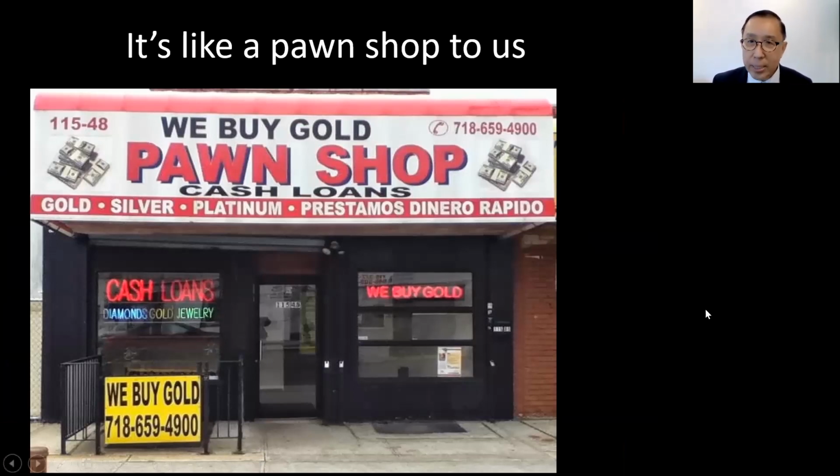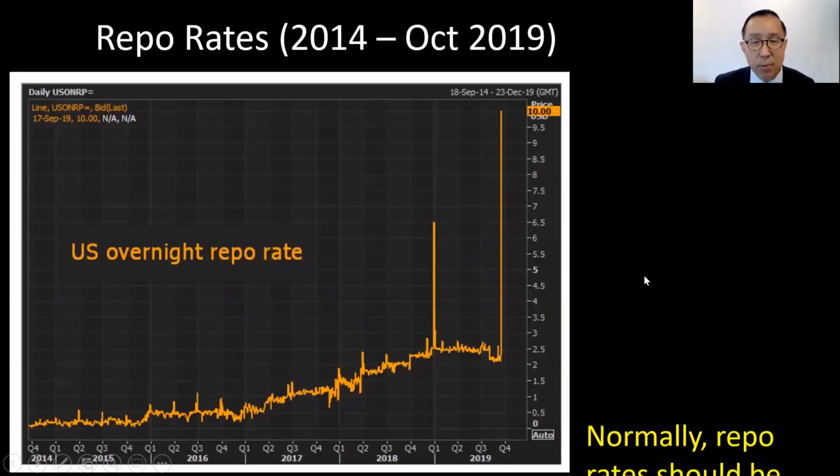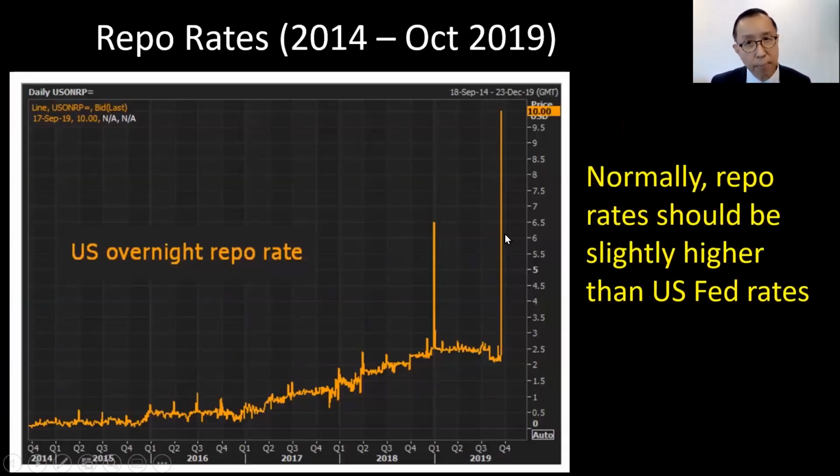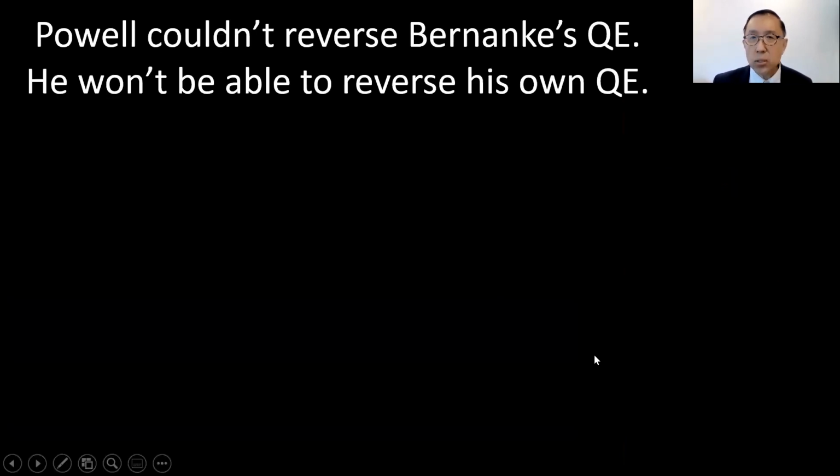So what happened in the last quarter of 2019 was that repo rates shot up to 10%. Now, this is exceptional because repo rates shouldn't be more than the Fed funds rate, which at that time was about 2.5%. So something happened. What happened was that many financial institutions were in trouble. So what happened? Powell couldn't reverse Ben Bernanke's QE, and now he's got his own QE to reverse.